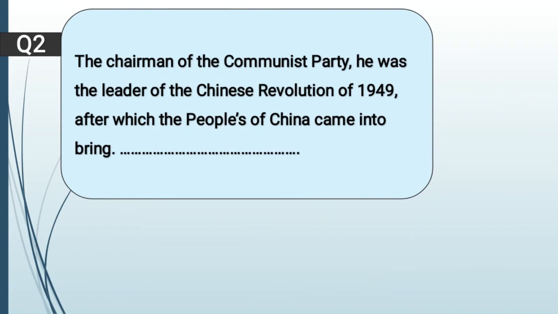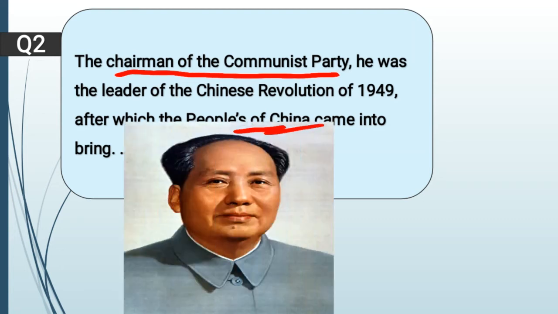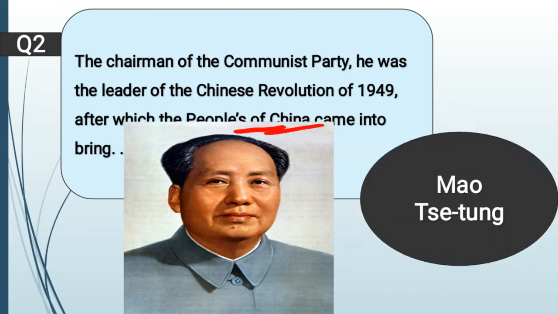Then, let me read question 2. The chairman of the Communist Party, he was the leader of the Chinese Revolution of 1949, after which the people of China came into being. He was the chairman of the Communist Party, the leader there. Who's that, children? Any guess? Yes, his name is Mao Zedong.